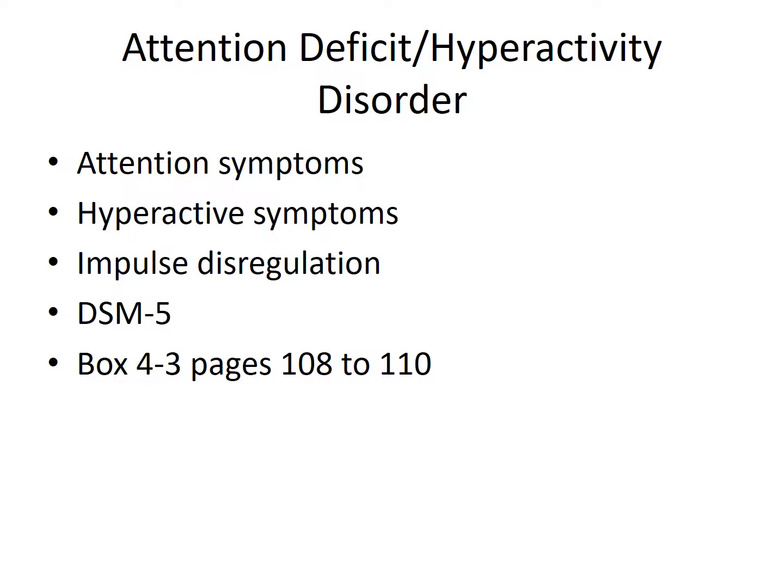So with ADHD, there's attention, hyperactive, and impulse dysregulation. Even though impulse dysregulation is the main factor, it doesn't make it into the title. I've never known why, actually. I guess it's just easier to say ADHD. Here's the DSM-5 diagnoses. You can look that up. And 108 and 110 also have some definition. But attention, hyperactive, and impulse control.